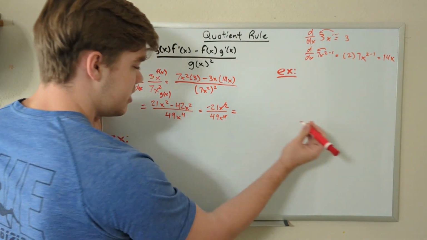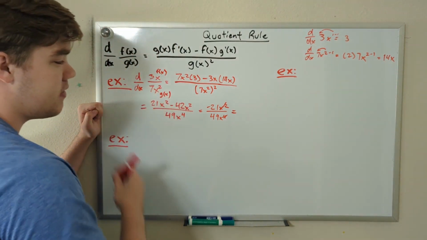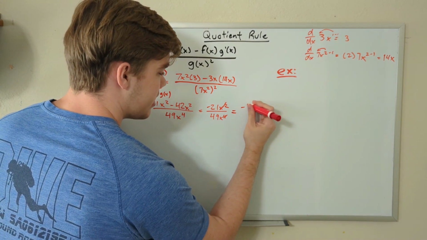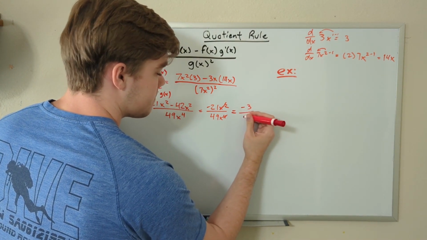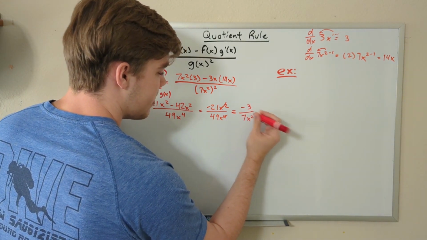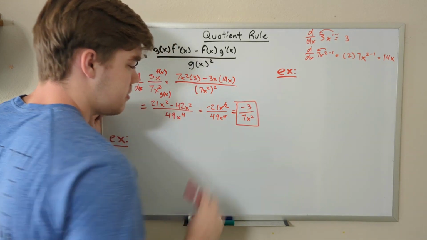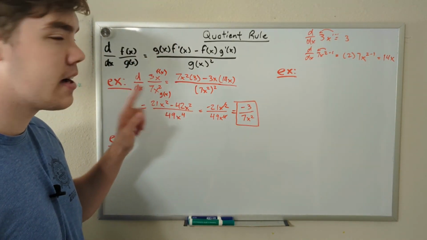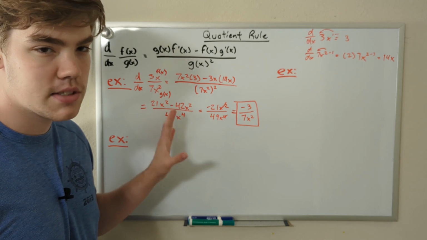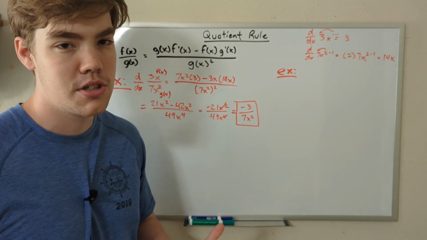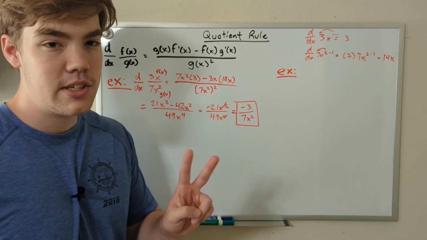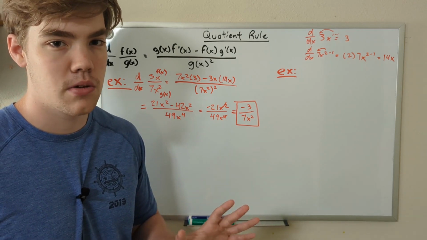So the final answer to this, the derivative of 3x divided by 7x squared, is negative 3 divided by 7x squared. And that's our derivative. Now, as a little disclaimer, I wouldn't recommend using the quotient rule to solve this problem specifically, but since this is a lesson about quotient rule, we're going to use it in this case. The next 2 examples will be ones that you have to solve with quotient rule, don't worry.